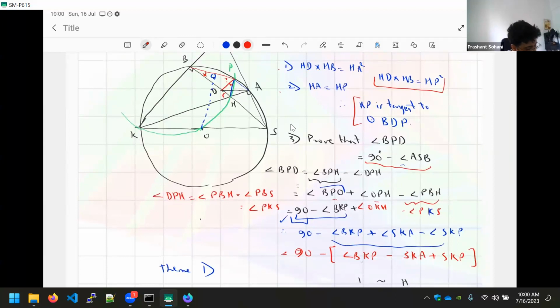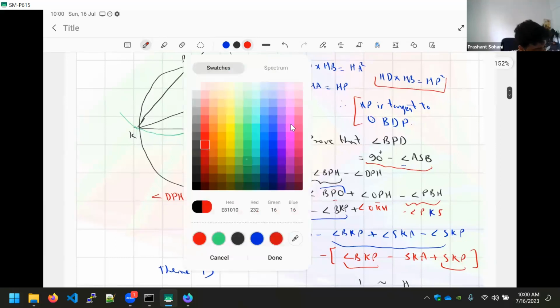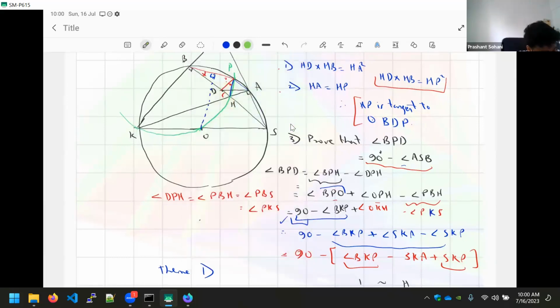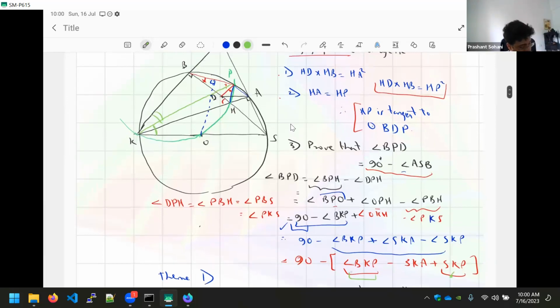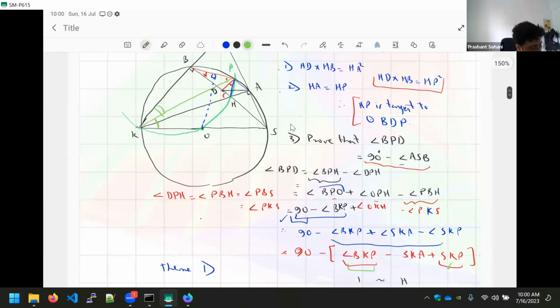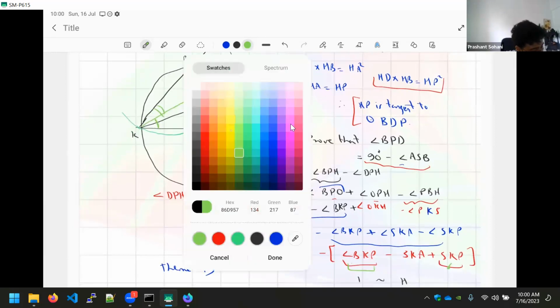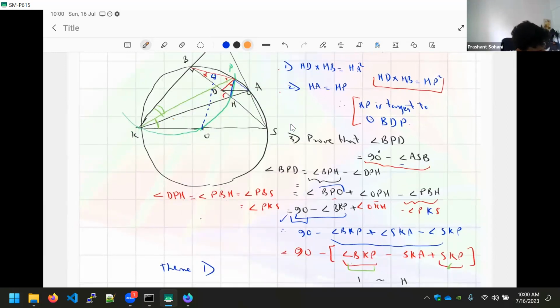So if you see BKP plus SKP, so BKP is, if I just draw the segment BP, KP. Okay, so the first term BKP is this angle. The last term SKP is this angle. So the first term plus last term combined is this whole angle BKS. And out of that we are subtracting SKA. So this is the part which we are subtracting.